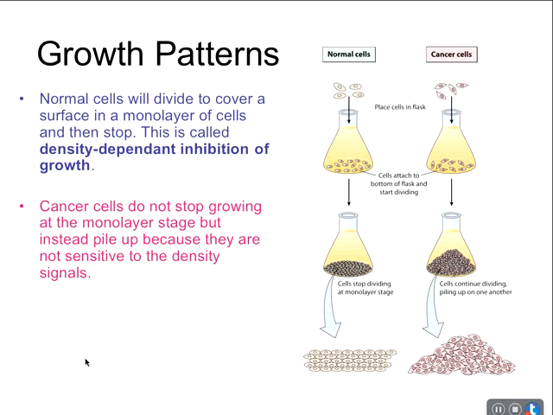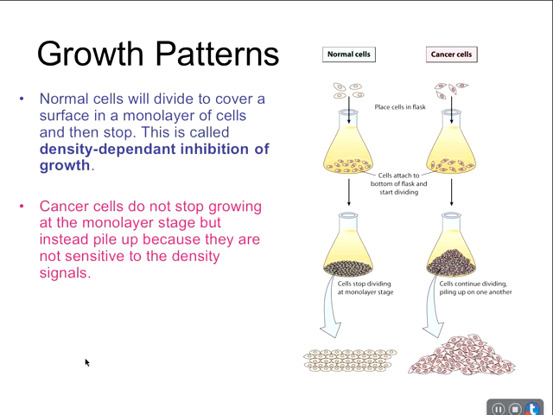Density-dependent inhibition of growth. So growth patterns. I thought the easiest way to present this is to say, okay, what does the normal cell do, and then what does the cancer cell do? So I'm going to use this pattern over and over again, where in blue I talk about what normal cells do versus in pink what the cancer cells do. Normal cells will divide to cover a surface in a monolayer of cells and then stop. Normal cells are extremely responsive to density. They will not overgrow their media. They will not overgrow the container that they're in.